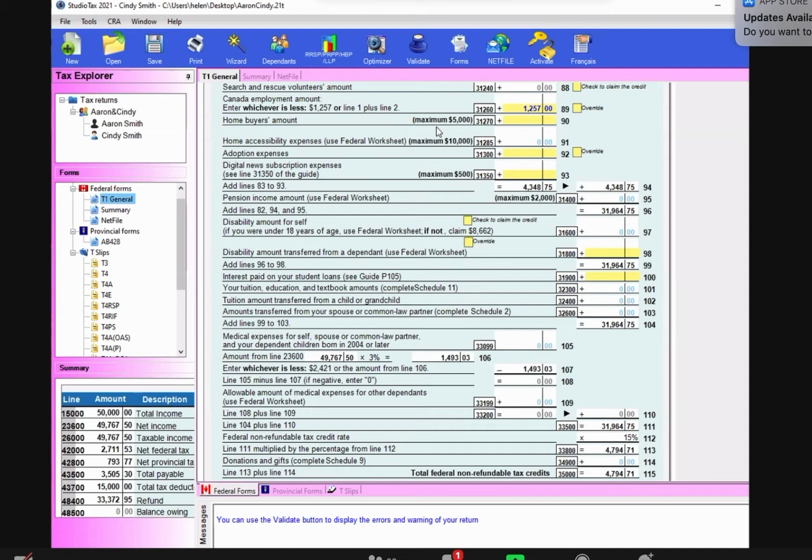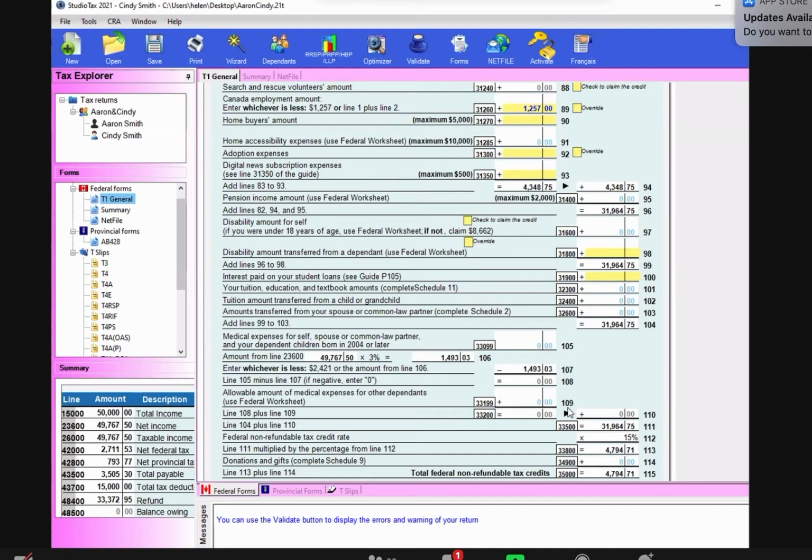For example, if Cindy's net income is 50,000, and Jackson is Cindy's father, then you put Jackson's medical expenses on Cindy's line 109. You don't need to put it on Eric, because Jackson is related to Cindy. So that's the best thing here.